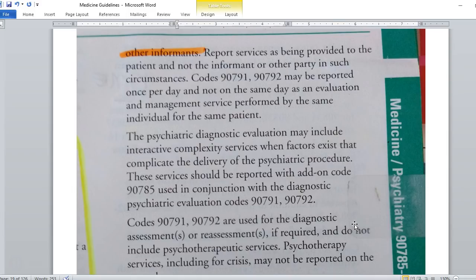So again, it goes on to tell us, because this is a biopsychosocial, so this is looking at the physical body and the emotional body, okay? And so these cannot be reported on the same day by an evaluation and management service by the same provider. So this is kind of an all-in-one. So it's a diagnostic workup that includes an evaluation and management code.